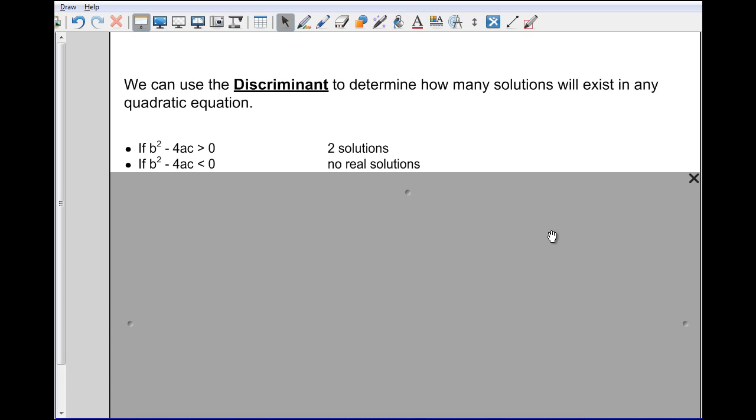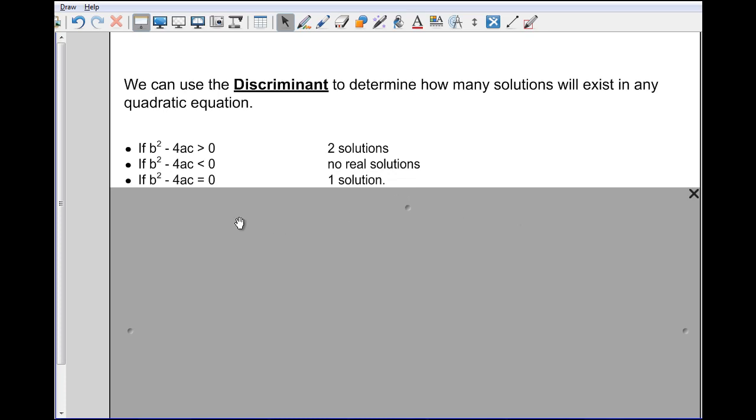We say no real solutions because there are numbers that exist called imaginary numbers. Later on, beyond grade 12, you may encounter them, but for the purposes of our course, they're not considered. The other case is if b squared minus 4ac is equal to 0, that would be one solution.